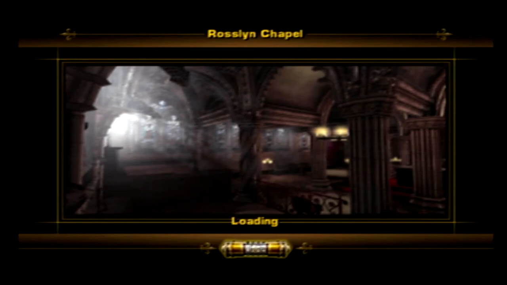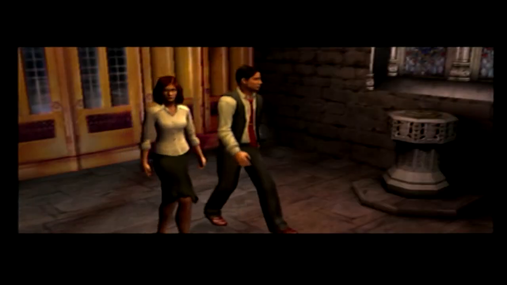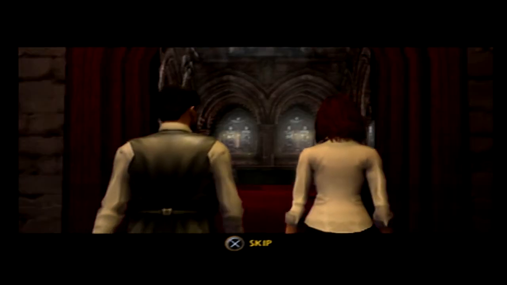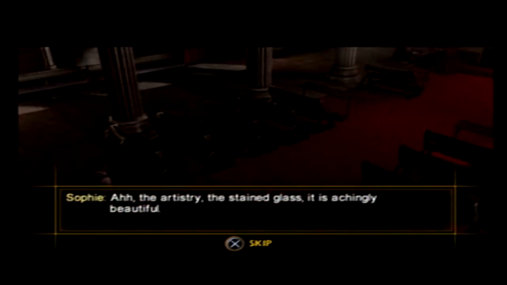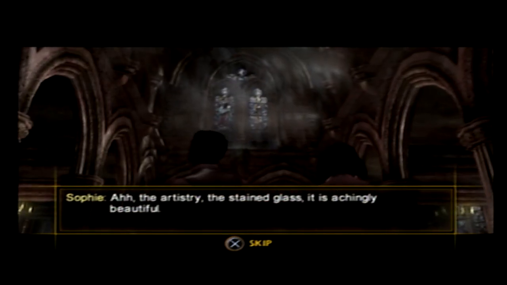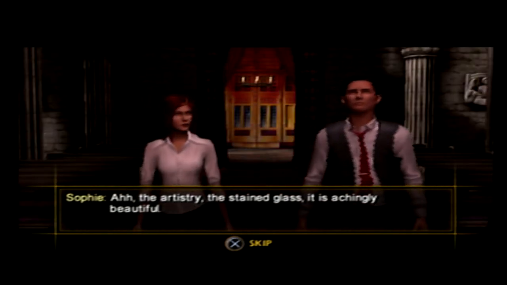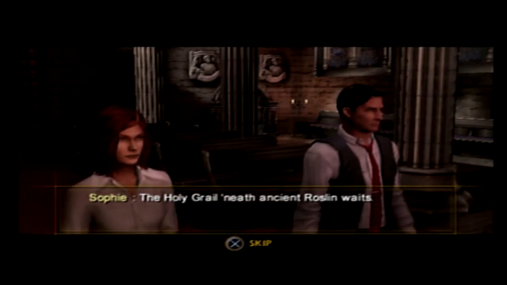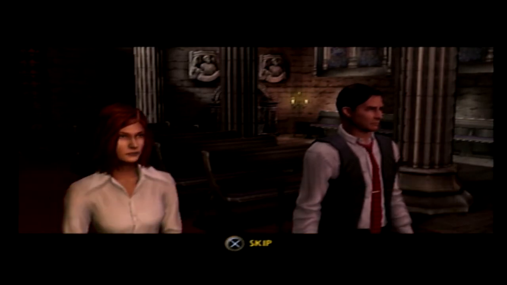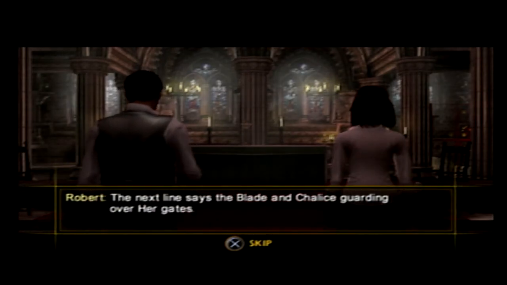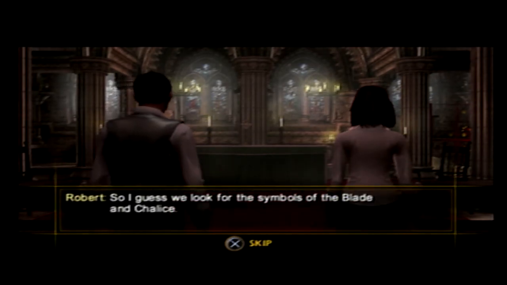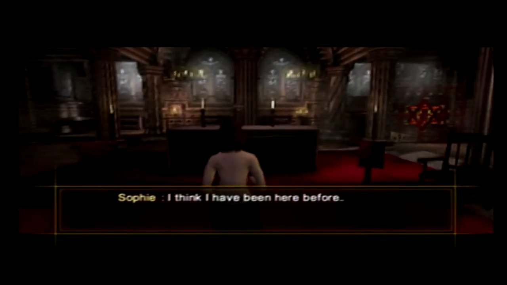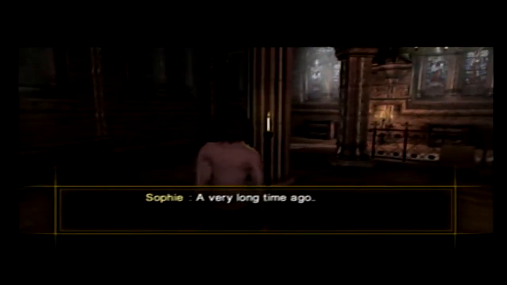Rosslyn Chapel. There's puzzles galore in here. Here we go. The artistry, the stained glass. Oh, it is achingly beautiful. The Holy Grail beneath ancient Roslyn waits. Well, we're here. What's next? The next line says the blade and chalice guarding over her gates. So I guess we look for the symbols of the blade and chalice. Yes. I think I have been here before, a very long time ago.